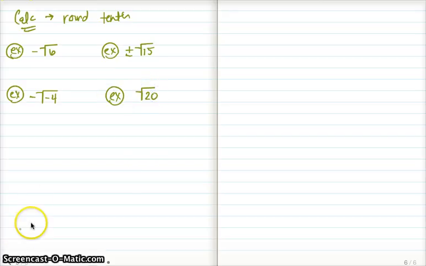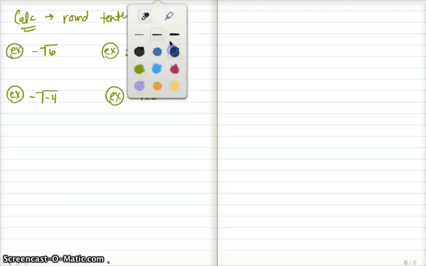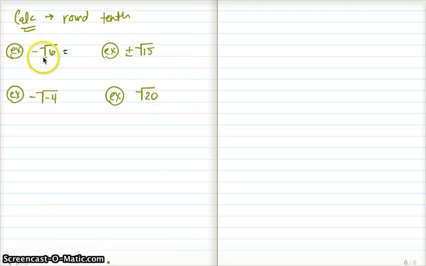So hit pause and calculate, and hit unpause when you're ready to see the solutions. Okay, so we just did this one, the negative square root of 6. Remember, your negative's out front, so that's okay. So negative 2.4. Plus or minus the square root of 15. So I want both the positive root and the negative root.